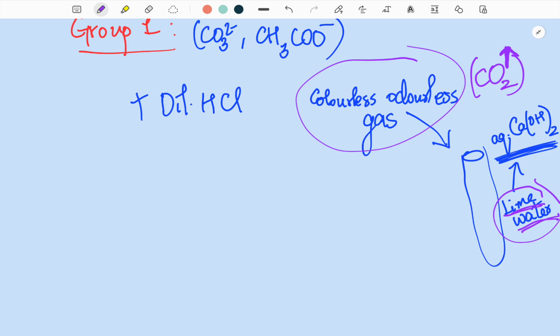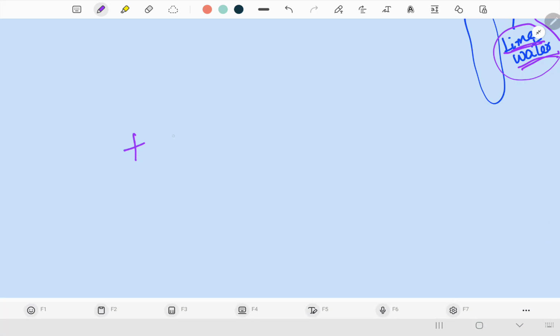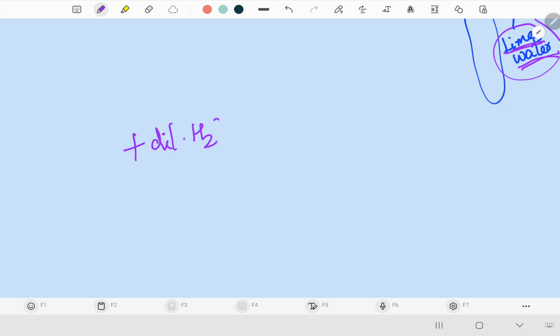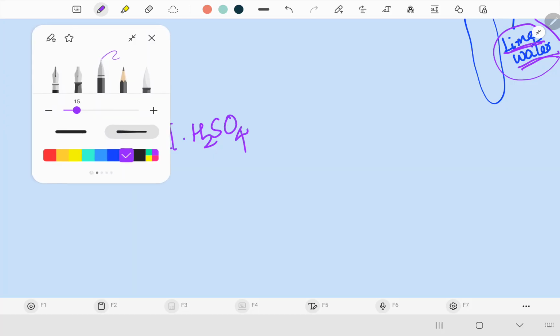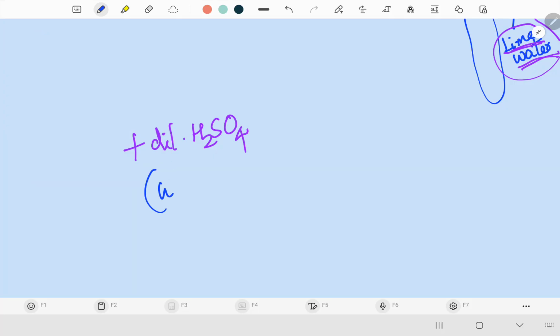So that is why I recommend not to do the lime water part. You can just see if there is a brisk effervescence and a colorless, odorless gas is being evolved, and if it is so, then that gas is carbon dioxide, and the ion present in the salt is carbonate ion. I hope this is clear. The second ion in group 1 is acetate. For acetate, what you need to do is, to the salt, you need to add dilute H2SO4, dilute sulfuric acid. Now this you need to perform in a watch glass.